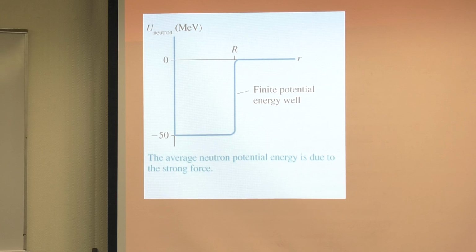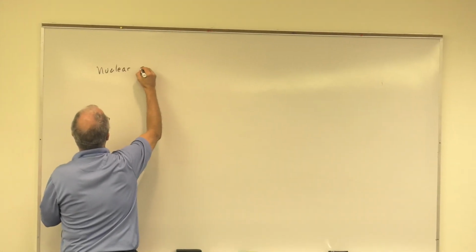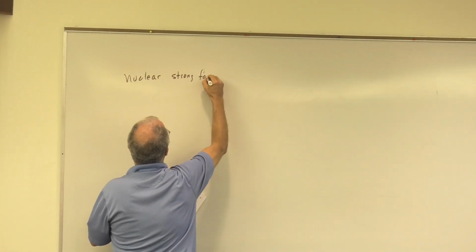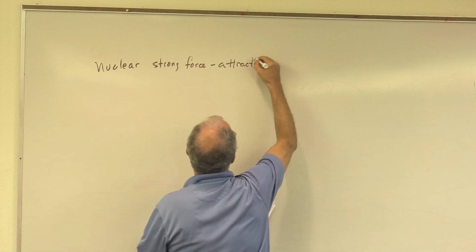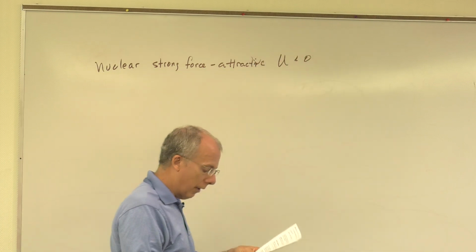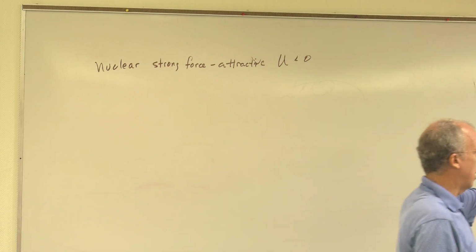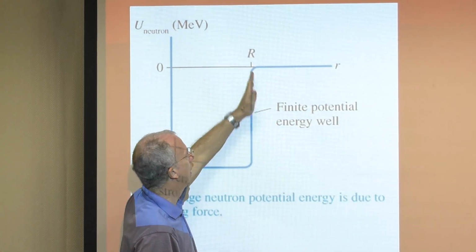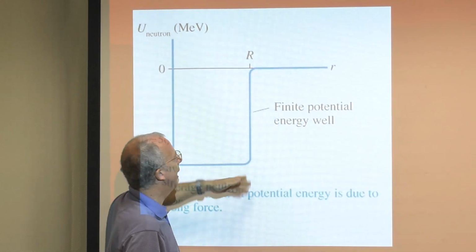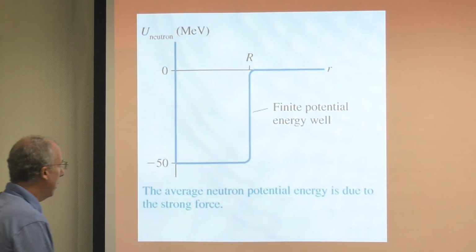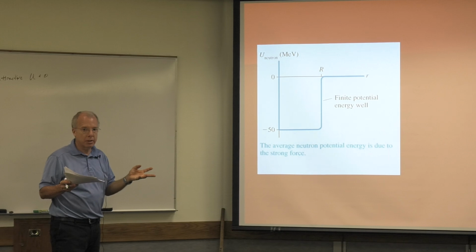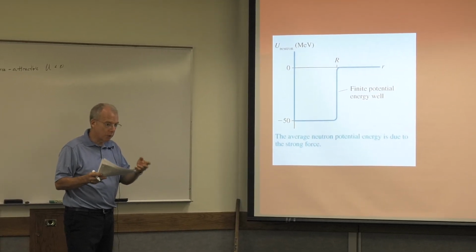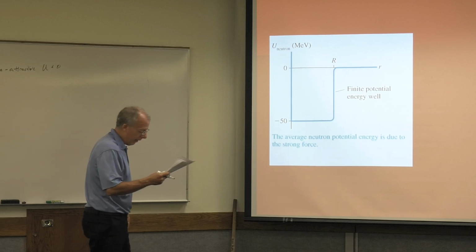Now it's an attractive force. Like we had in the past, we can say that U is less than 0 for attractive. So here it is for the neutron, and you can see that it's negative. So we have this negative well, and it's finite, agree? It's not infinite, it's finite. So there it is for neutrons. What we're saying is that's all they have. They just feel the nuclear strong force. That's it.